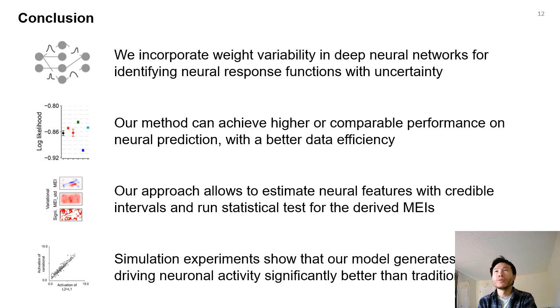In conclusion, we incorporate weight variability in deep neural networks for identifying neural response functions with uncertainty. Our method can achieve higher or comparable performance for neural prediction with a better data efficiency. Also, our approach allows us to estimate neural features with credible intervals and run statistical tests for the derived MEIs. In the end, the in silico experiments show that our model generates stimuli driving neuronal activity significantly better than traditional models.